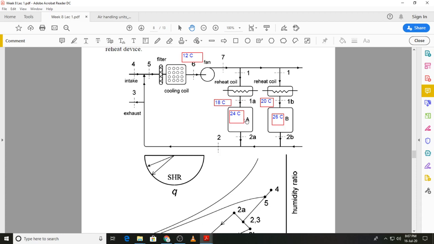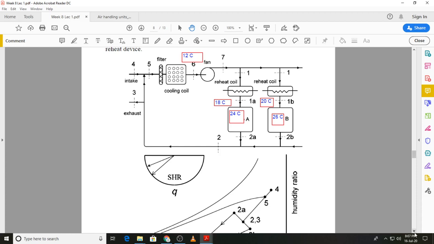On the other hand, if the load decreases, this temperature will start to drop. That means we will have to supply the air at a higher temperature, so we will add reheat in the coil, and then again we will balance the load variation in the zone.